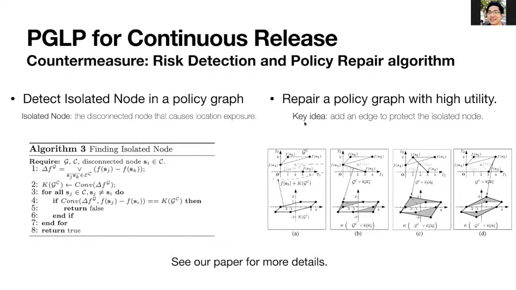So how do we fix this? The idea is we repair the policy graph by adding an edge to protect the isolated node. The idea is simple: we just add an edge, adding more indistinguishability in the policy graph, so we can protect the isolated node caused by the constraint domain. But which kind of edge should we add in the policy graph? There are many choices, and we choose the one with the highest utility.